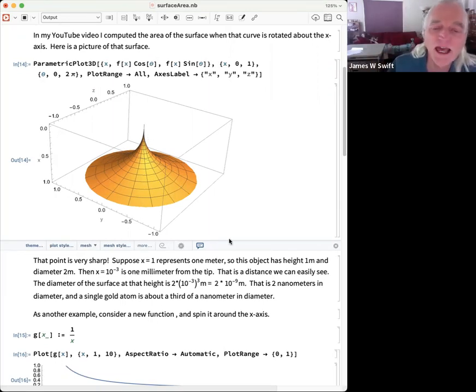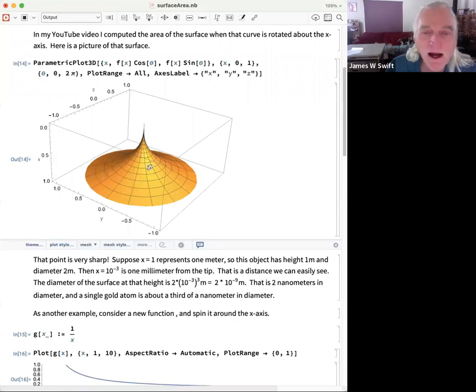And I mean, nanotechnology and all that is all the rage. And a single gold atom is about a third of a nanometer, according to Wikipedia. So that's really thin. If you stepped on that, it would go right between your cells. It would be devastating.